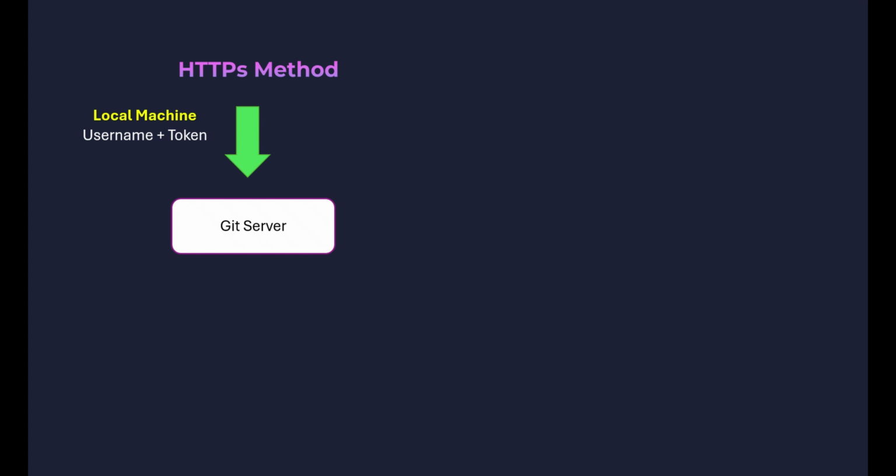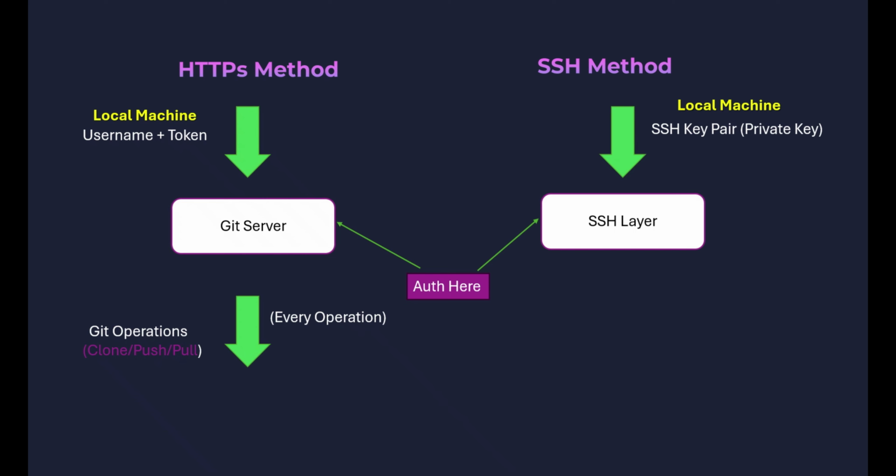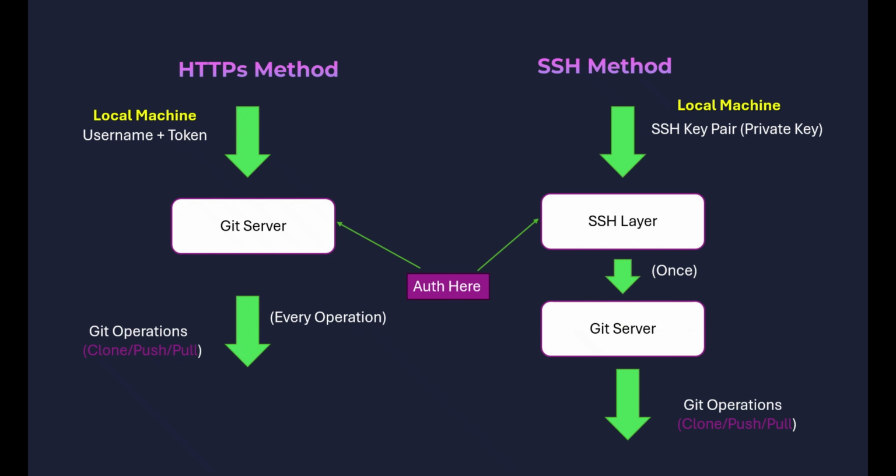The first one is HTTPS. It uses your GitHub username and a personal access token. GitHub will prompt you for credentials every time you push. The second option is SSH. This is the most recommended method. You generate an SSH key pair on your local machine and add the public key to your GitHub account, and GitHub will authenticate you automatically using the key pair. This is a much smoother workflow. So we are going with SSH for this demo.